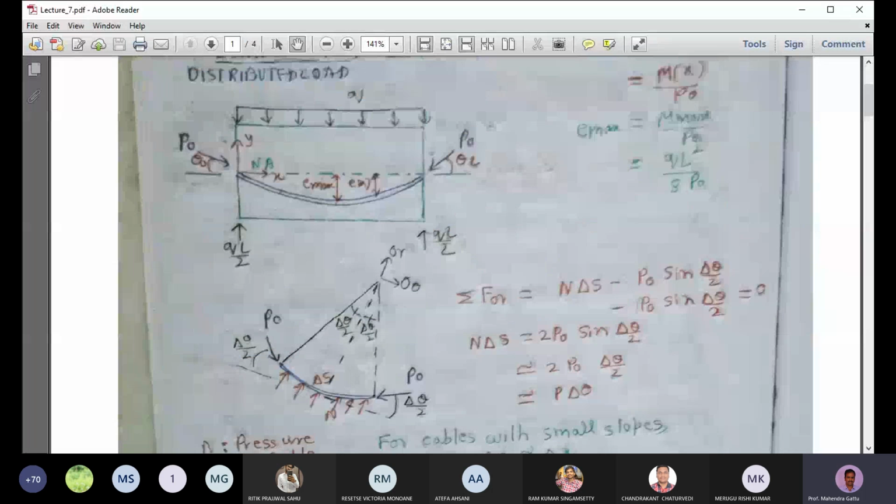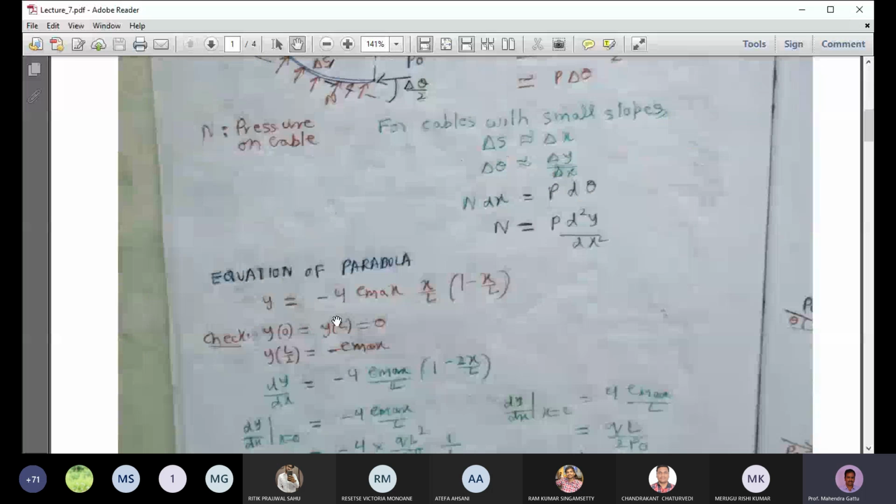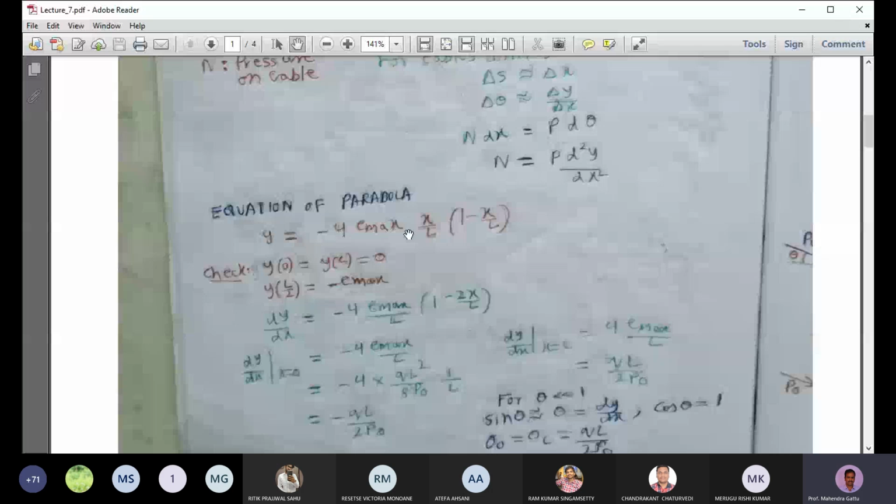We have the coordinate system: at x is equal to 0, y is 0; at x is equal to L, y is 0; and at x is equal to L by 2, y is minus e max. Okay, so we can have y is equal to C1 plus C2 x plus C3 x square, and then we can substitute those two boundary conditions, and then the third condition. We get the three parameters C1, C2, C3. So I'm directly writing that equation here: y is equal to minus 4 e max x by L into 1 minus x by L. So that is the equation of the parabola.